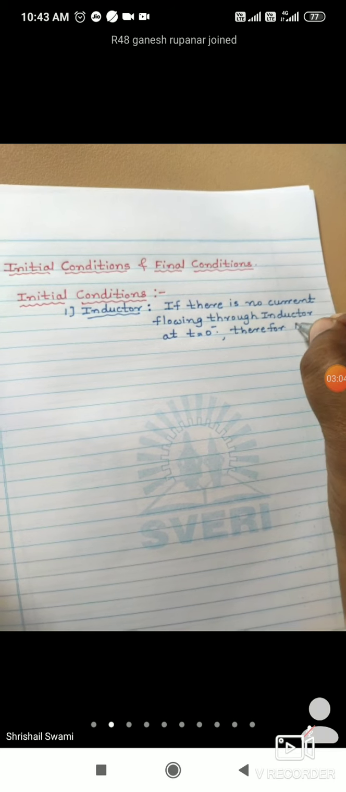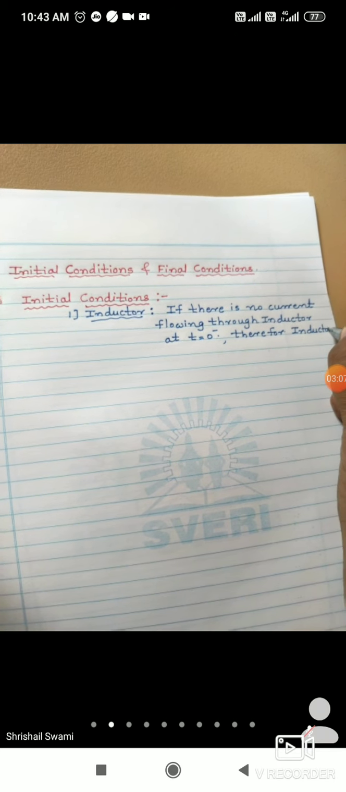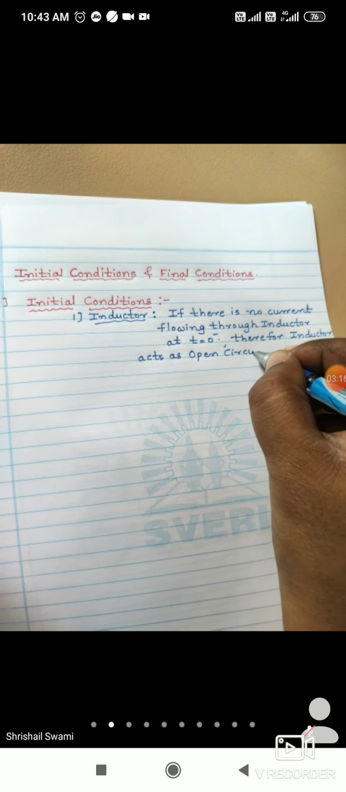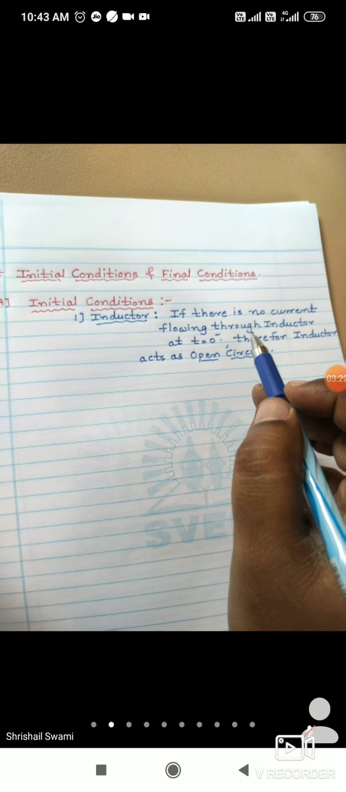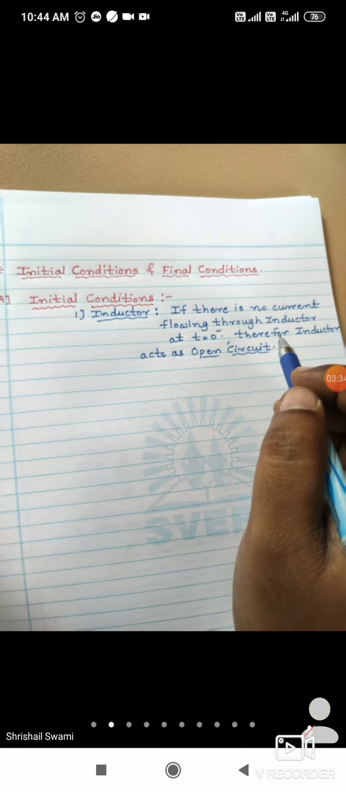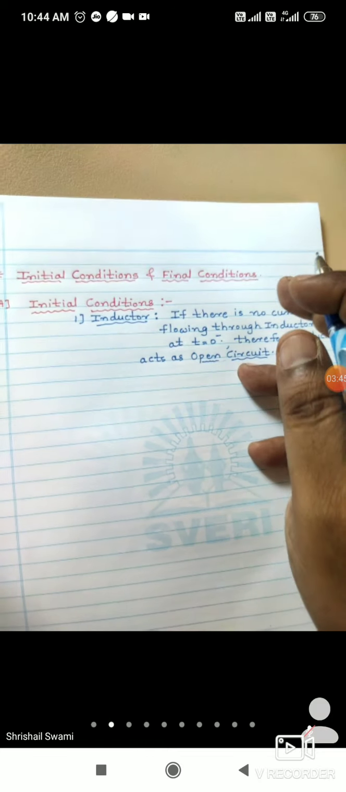Therefore the inductor acts as an open circuit. So I already told this concept. If current is zero, the meaning is that it is an open circuit. So before closing the switch at t equal to 0, or before opening the switch at t equal to 0, if current is 0 in the inductor, then even if you are closing or opening the switch at t equal to 0, there will not be a change in current, because the property of the inductor says it will oppose the change in current for some time. So the inductor acts as an open circuit for that particular time.